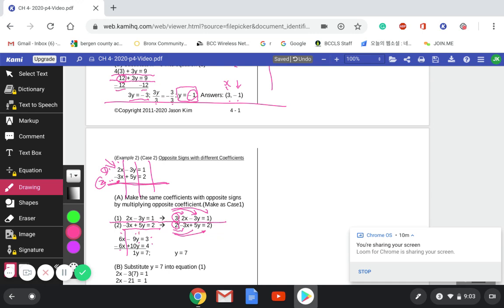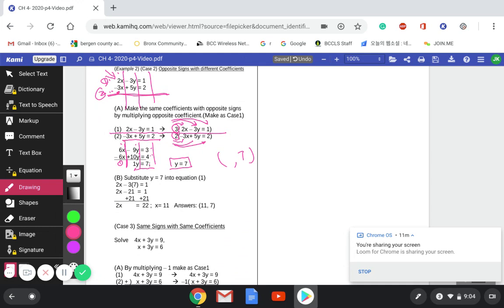Now you do the column addition, because you made the original equations into the same coefficient with a different sign. So 6x minus 6x becomes 0. So x disappeared in this case. And then when you do the column addition of the y's, negative 9y plus 10y becomes 1y. 3 plus 4 becomes 7. So you have 1y equals 7. So y equals 7. In this particular case, you get the y value first.